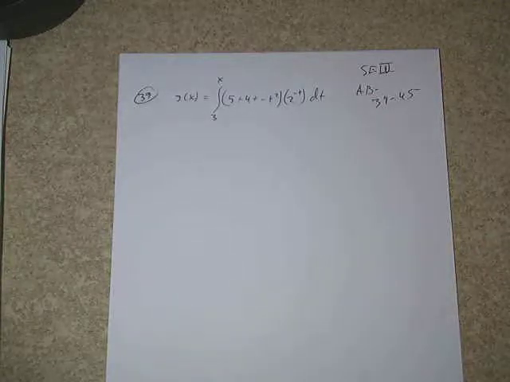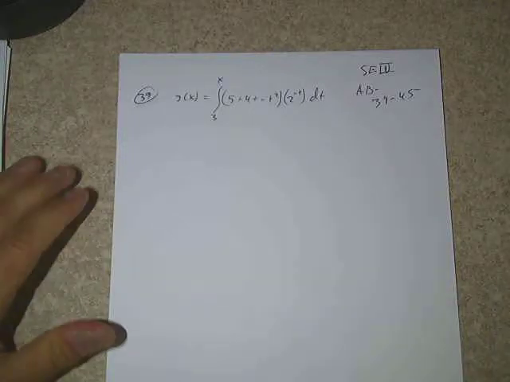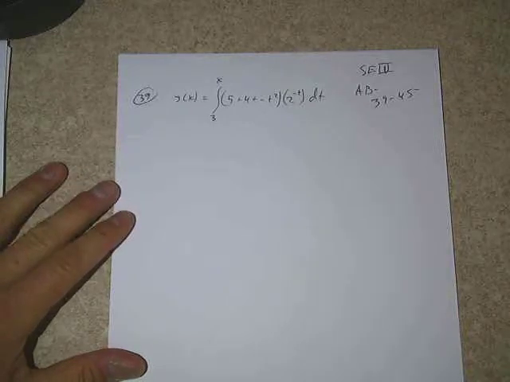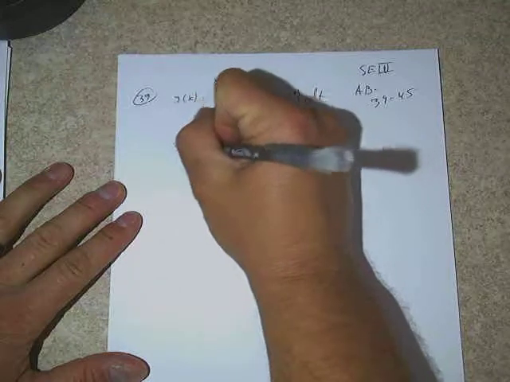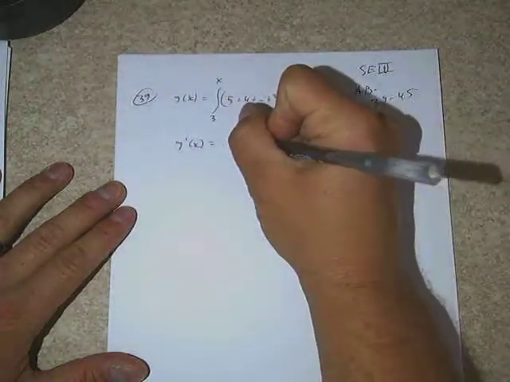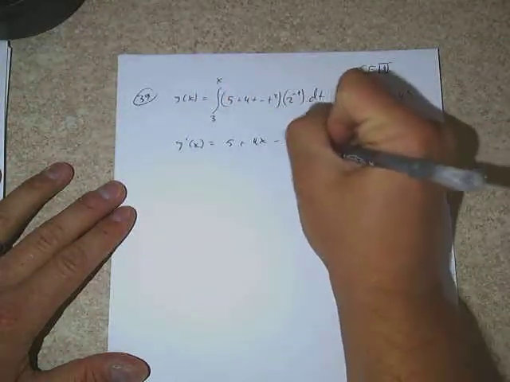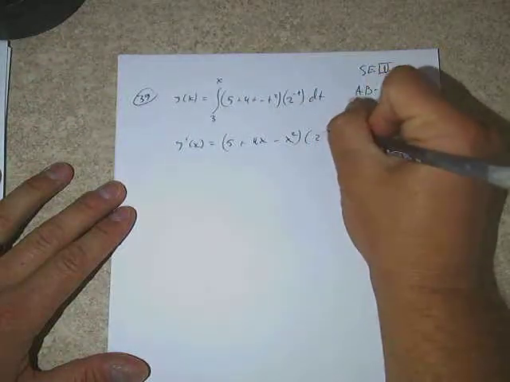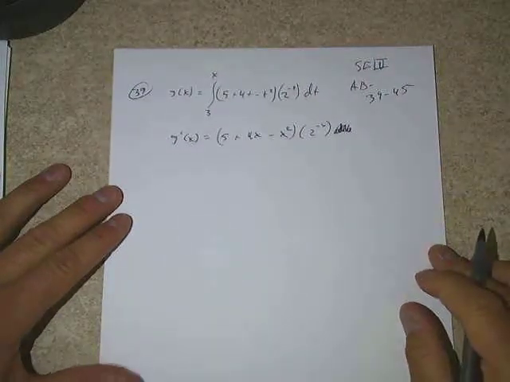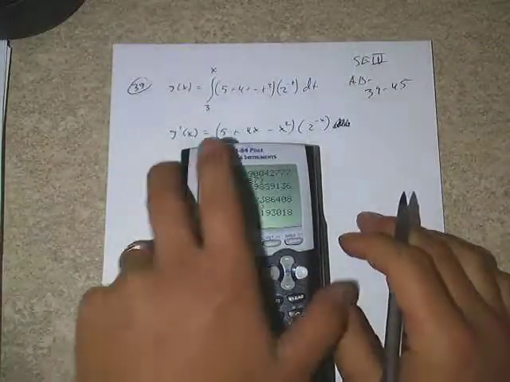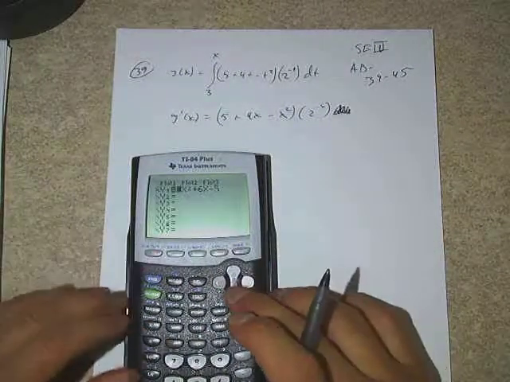So the first part says that g is increasing on 3 to 5. If it were increasing on 3 to 5, then what would have to be the case with its derivative? The derivative would have to be positive on 3 to 5. So we know from the fundamental theorem that our derivative of g here would be just 5 plus 4x minus x squared times 2 to the negative x. That part is the derivative. So we could check that, see if it's positive on that interval.